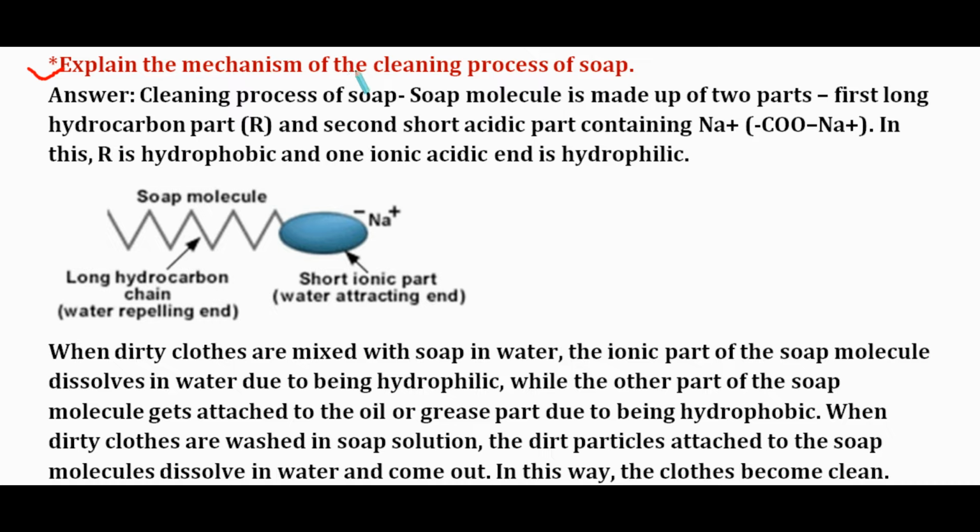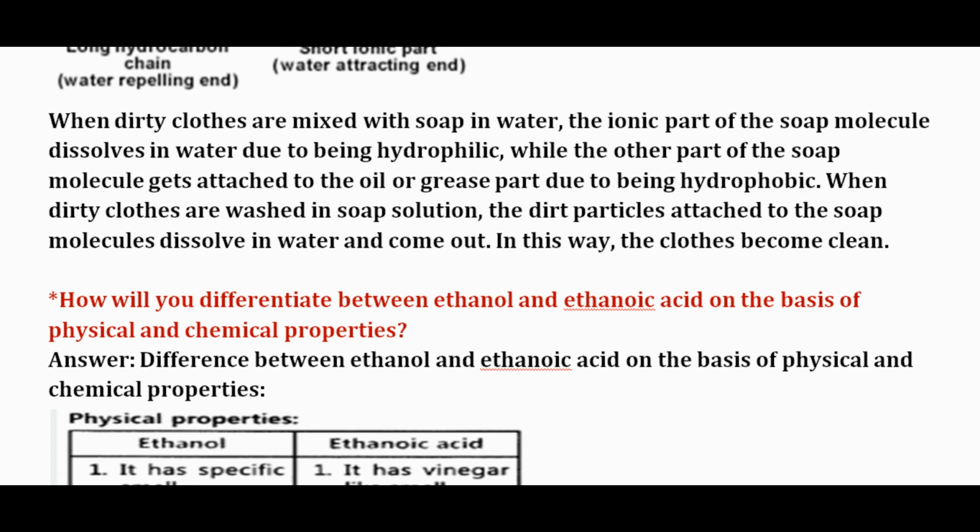Next question, explain the mechanism of the cleaning process of soap. A soap molecule is made up of two parts. First, a long hydrocarbon part R, and second, a short ionic acidic part, that is COO minus and Na plus. In this, R is hydrophobic and the ionic part is hydrophilic. This is the structure of the soap molecule: a long hydrocarbon chain, the water repelling end, which is hydrophobic, and another part, the short ionic part, the water attracting end, which is known as hydrophilic.